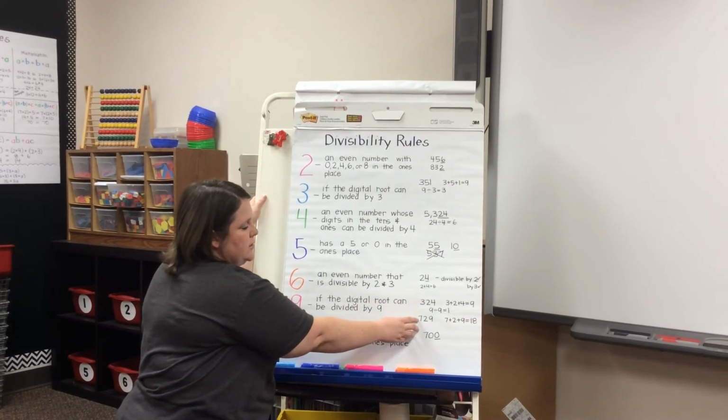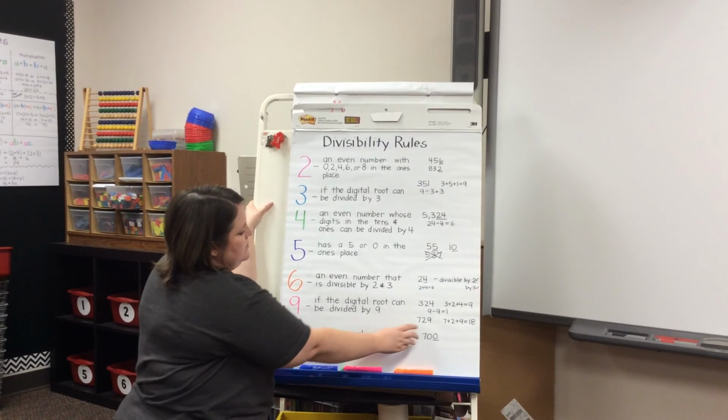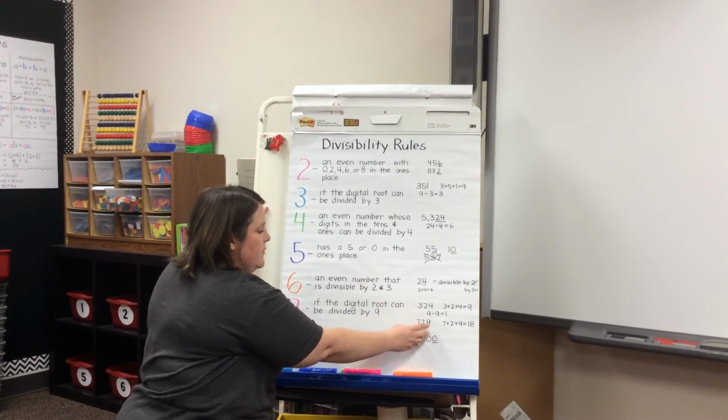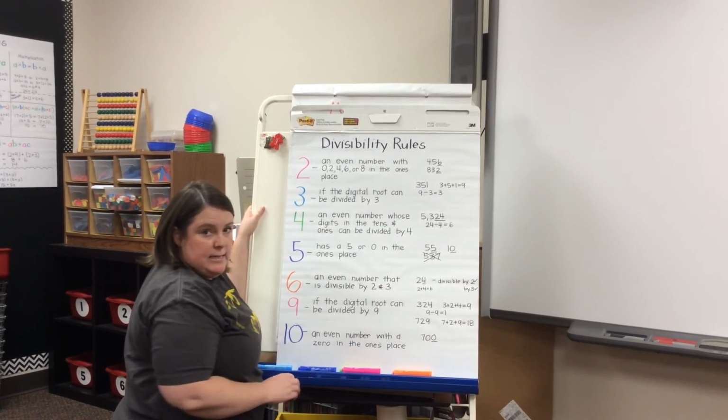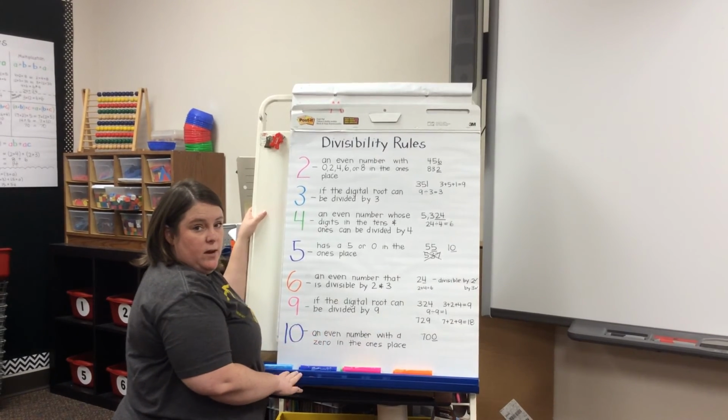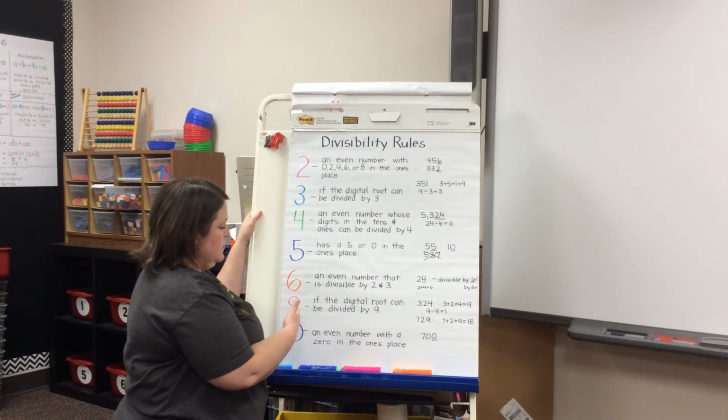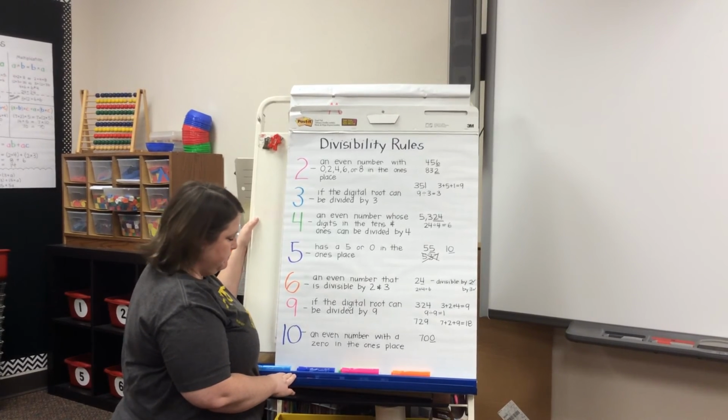Now let's look at another example that sometimes challenges kids. 729. If I add those digits together, I get 18. Since 18 can be divided by 9 into 2 equal groups, this number is divisible by 9.